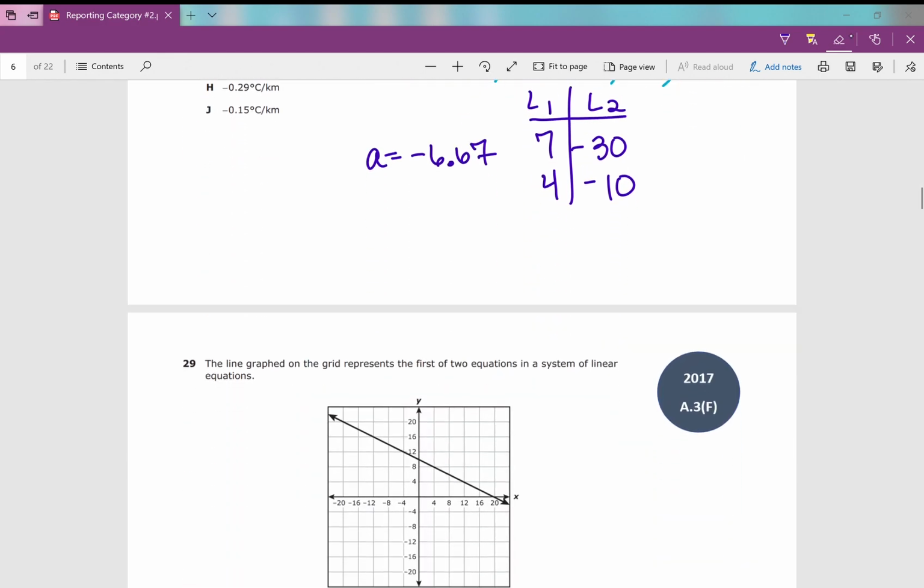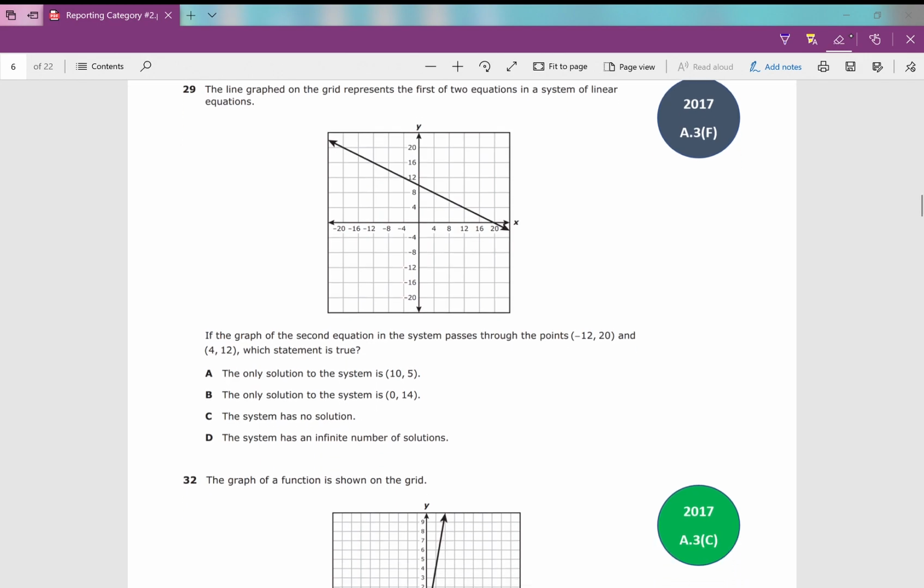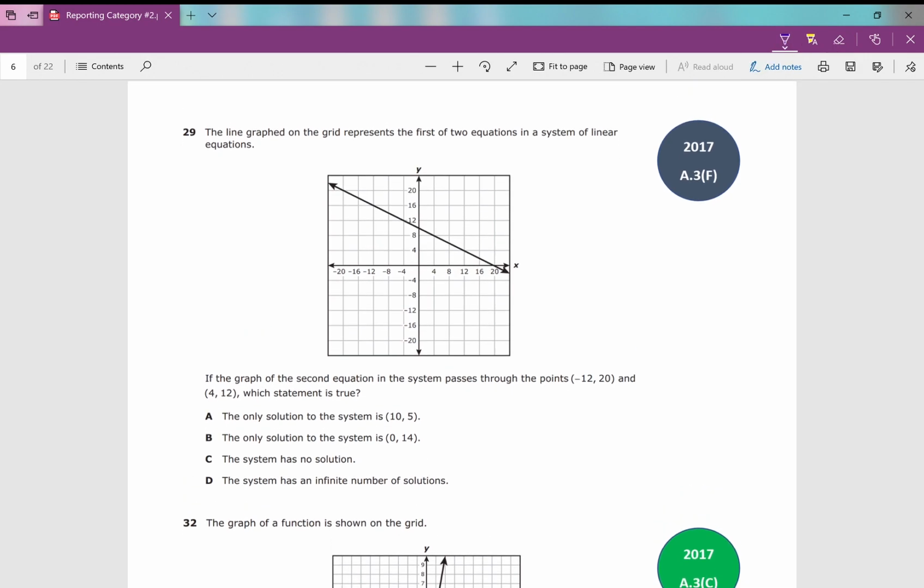Okay, let's move on to number 29. I should probably go a little bit quicker through this. Number 29, the line graphed on the grid represents the first of 2 equations in a system of linear equations. If the graph of the second equation in the system passes through the points -12, 20, okay, well, let's graph this. -12, 20 would be right there. And for 12, which statement is true?